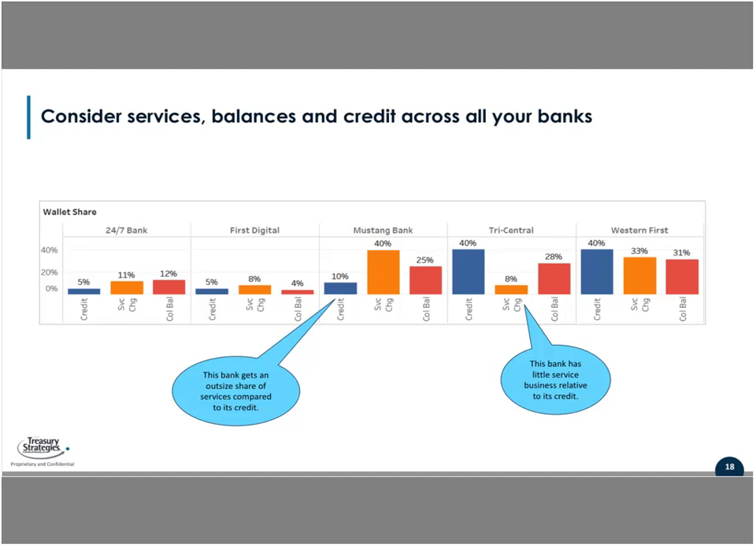This could impact the whole tenor of my relationship with both of these banks. I mean, I might find that Mustang Bank is willing to bend over backwards for me, and Tri-Central is a little more reluctant. Who knows? All I'm saying is, once you have this information at your fingertips, you know how to talk about it with your banks, and it can be an interesting factor in your discussions.